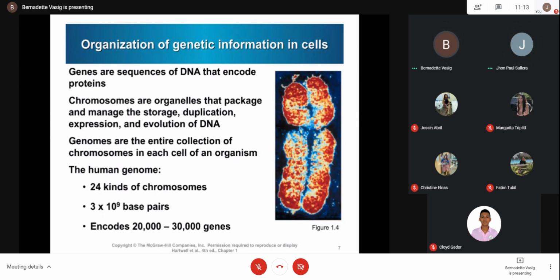Okay, that's correct. So 22 are autosomal chromosomes, which means they are homologous chromosomes. One is maternal, the other is paternal. That's why there are 22 kinds. It's 24 because the other 2 are sex chromosomes. Remember, X and Y chromosomes are different from each other. That's why there are 24 kinds. Okay, is that clear? Yes, ma'am. Very good.